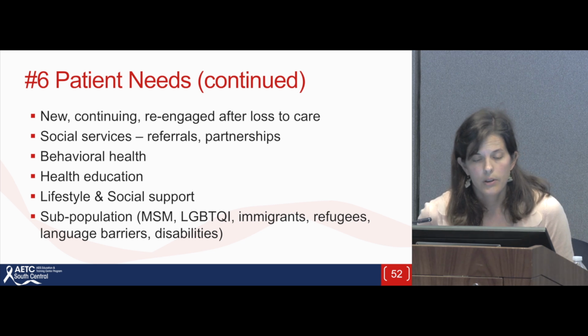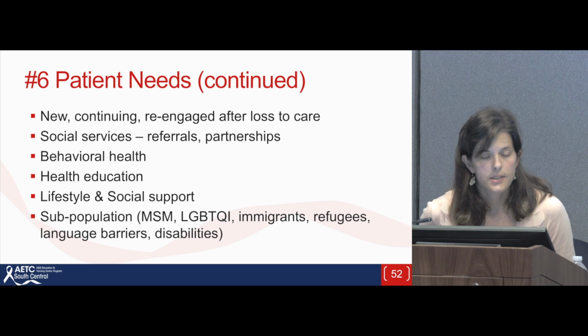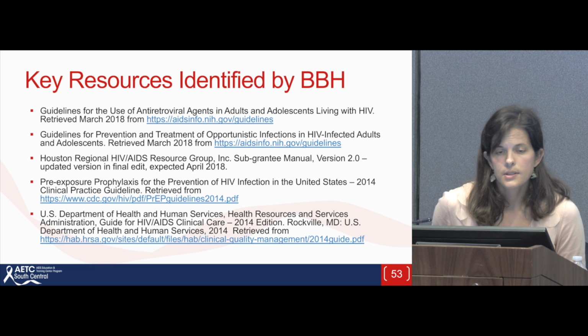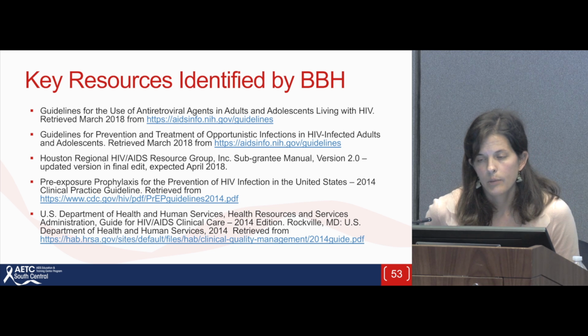What kind of behavioral health needs do they have? Do you have those services on site, or do you need to refer out? Do you have health education? Do you have lifestyle and social support? And then thinking about if they're from a subpopulation or a gender minority, what specific needs does the subpopulation have? This is a list of some key resources identified by Beaumont Baptist Hospital during their process, and they'll be available to you later.